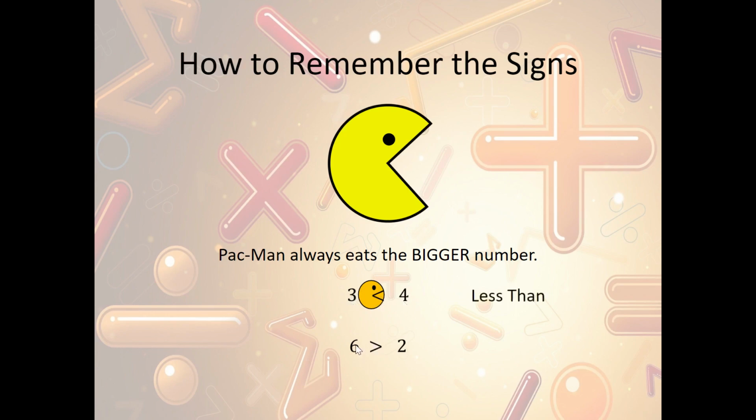Now here, we have 6 on this side, 2 on this side, and if we draw Pac-Man in, there's Pac-Man. Pac-Man, again, always eats the bigger number.